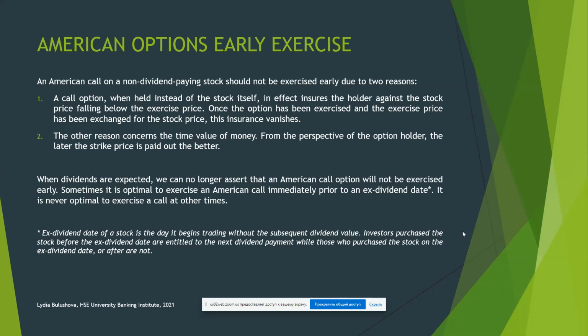So just to clarify, the ex-dividend date is the last date when the stock trades with its dividend. So sometimes it is optimal to exercise an option to get the stock and to get dividends. But it's the only day when it might be profitable to exercise the option.